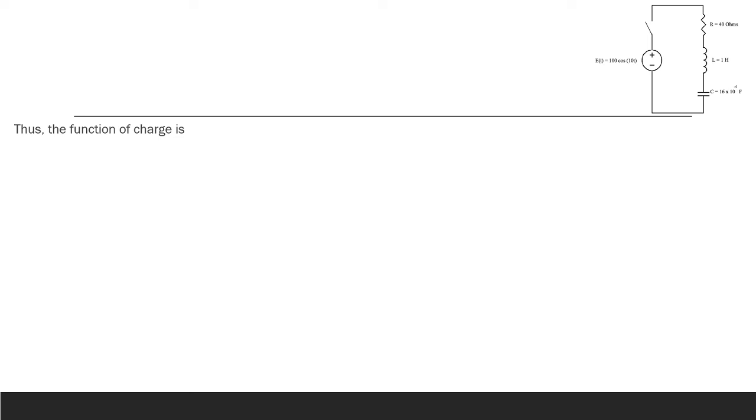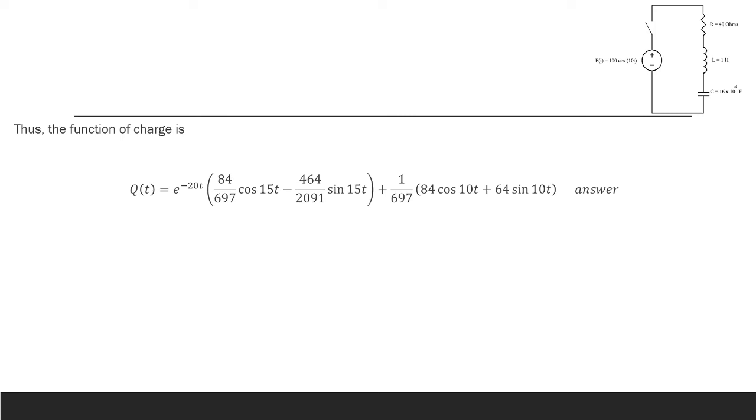So, the function natin, palitan natin yung C1 at C2, that is Q of t is equal to e raised to negative 20t times 84 over 697 cosine 15t minus 464 over 2091 sine 15t, plus 1 over 697 times 84 cosine 10t plus 64 sine 10t.